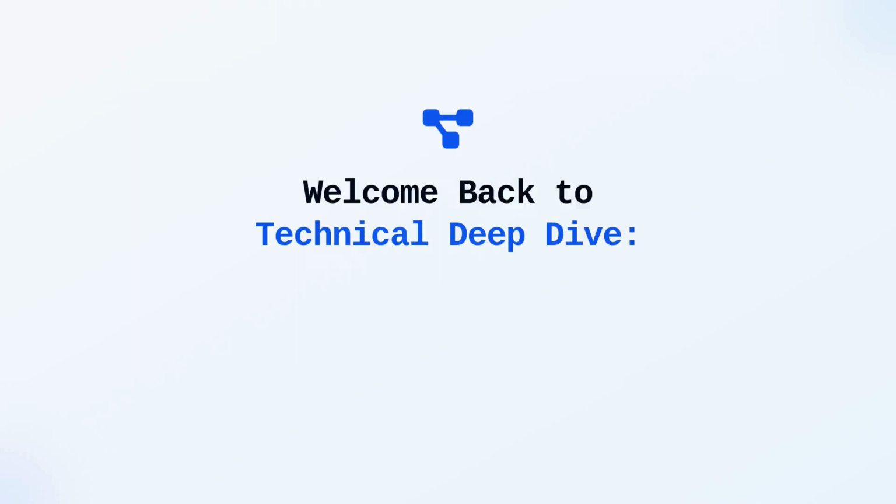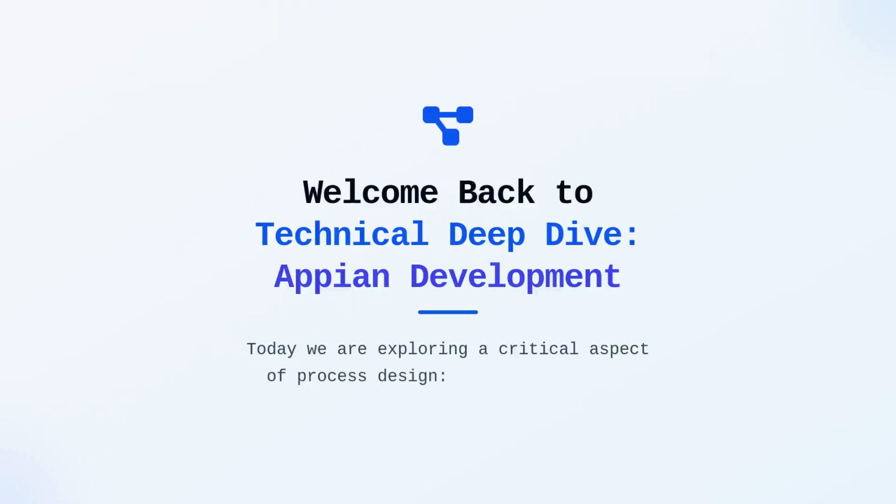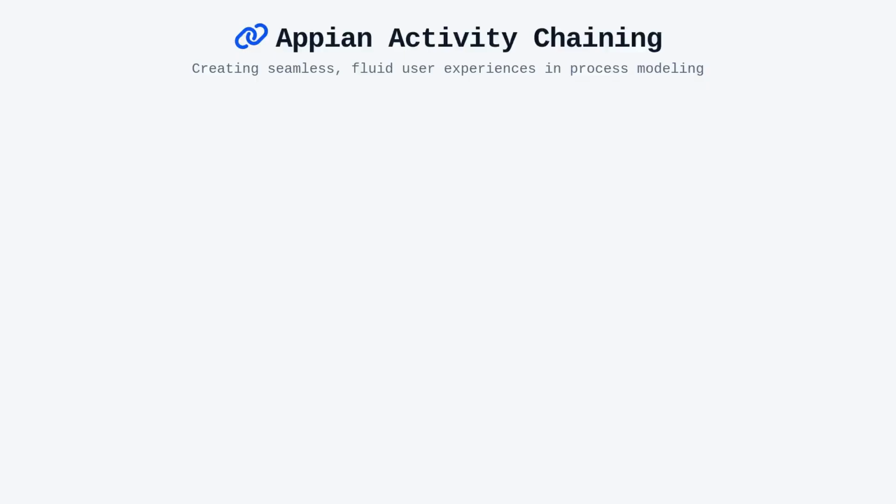Hello, and welcome back to our deep dive into the technical intricacies of Appian development. Today, we are turning our attention to one of the most critical aspects of process design, activity chaining. When we model business processes in Appian, we often require a sequence of tasks to happen as a unified, fluid motion for the end user.